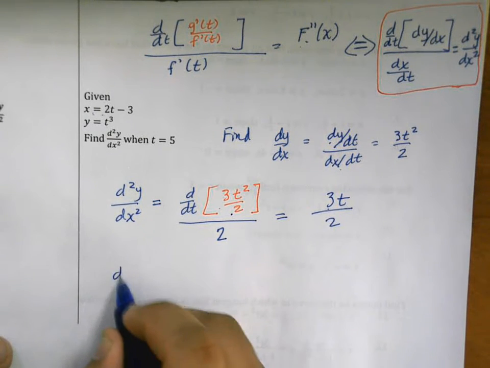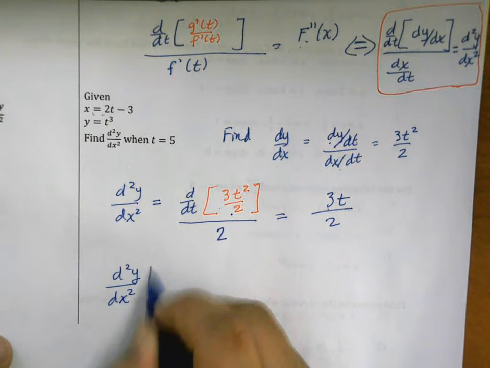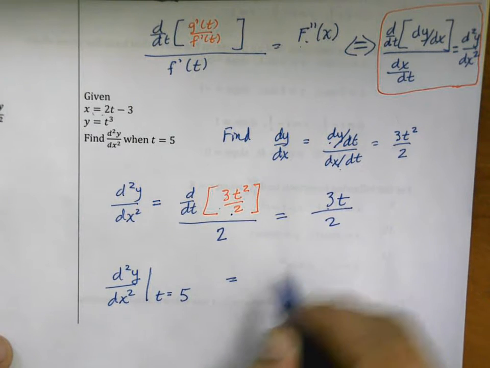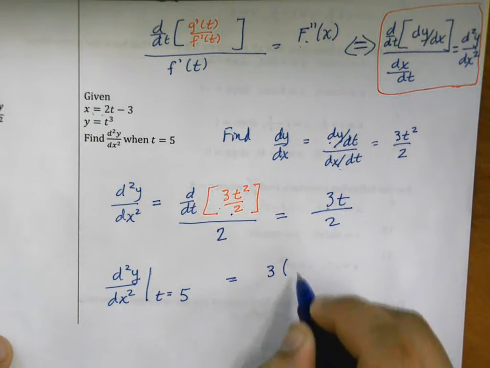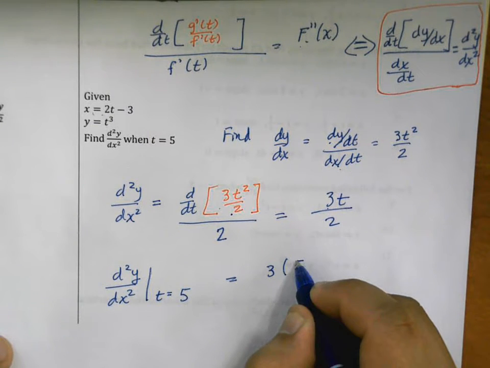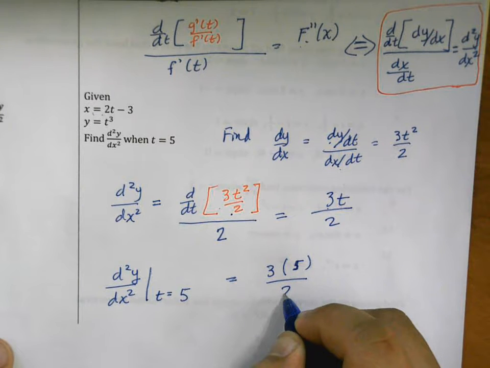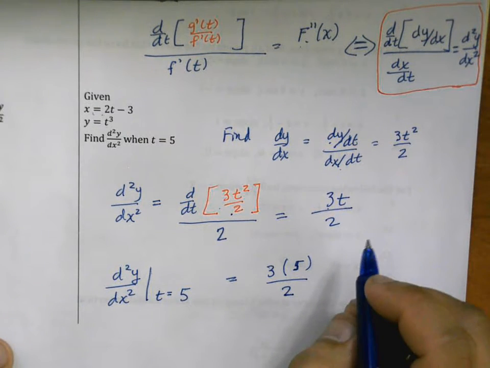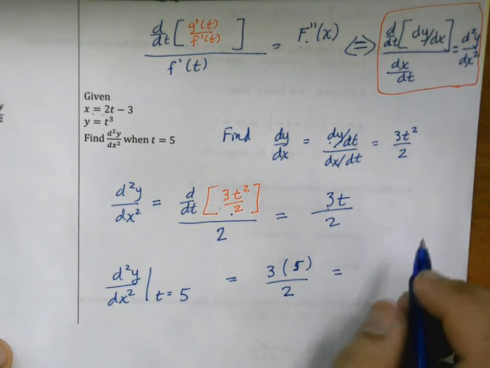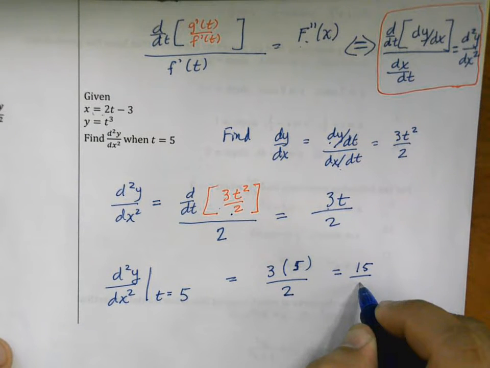Now we want to find the second derivative when t is equal to 5. This should be pretty nice and straightforward. You take the general formula here and you plug in 5, all of this over 2. So we get 15 over 2, or 7.5.